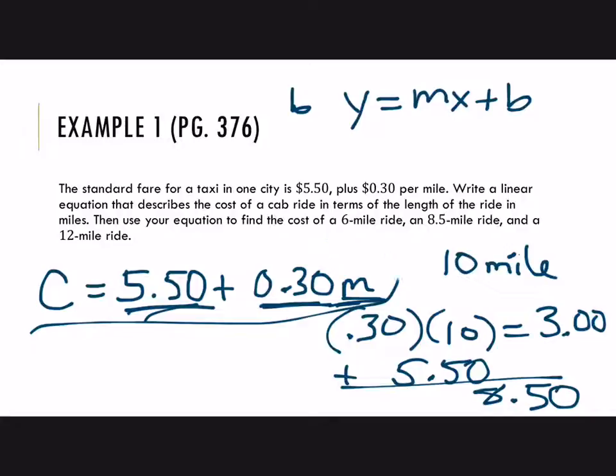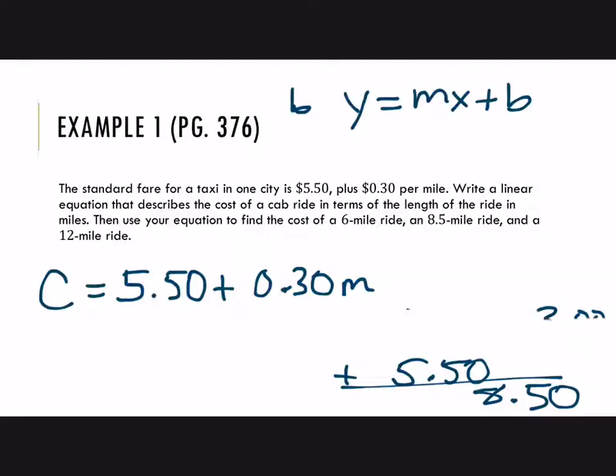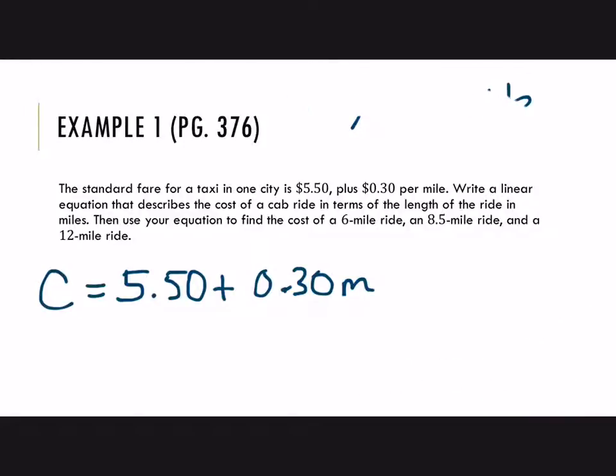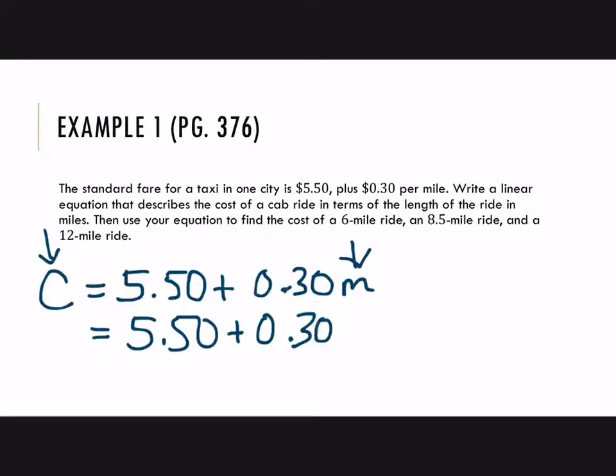Okay, so once we have this equation, let's use it to solve for the different things that are requested, and we'll just do one of these, and then I think you'll see that the rest are fairly similar. Use your equation to find the cost of a 6-mile ride. So in other words, we are told what m is, the number of miles, and what we want to do is calculate the cost. So I just need to substitute 6 in place of the variable that I've used for miles.